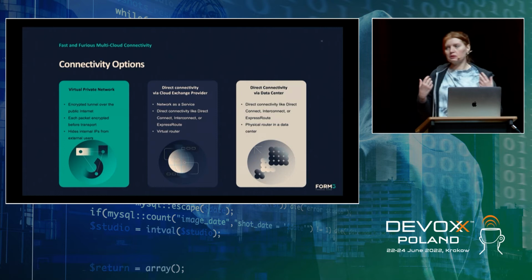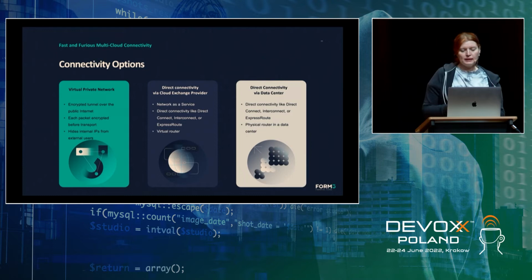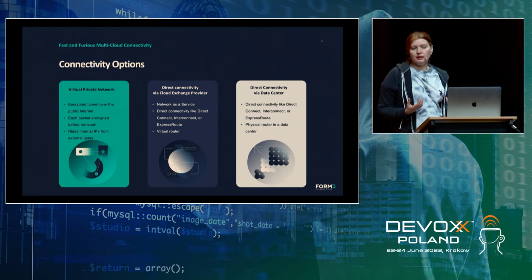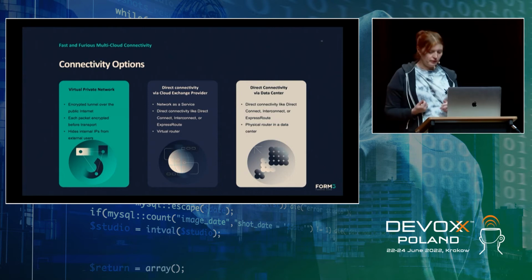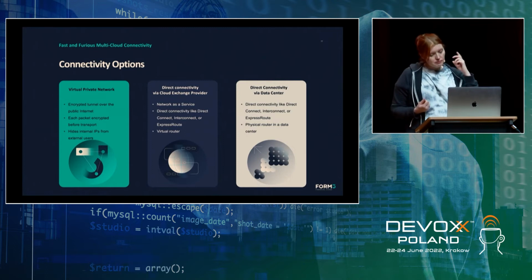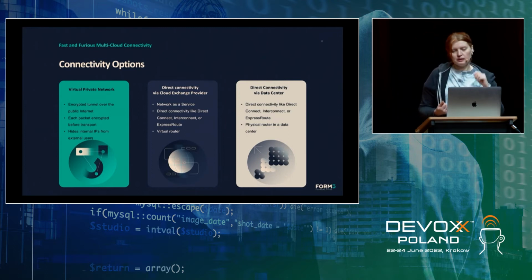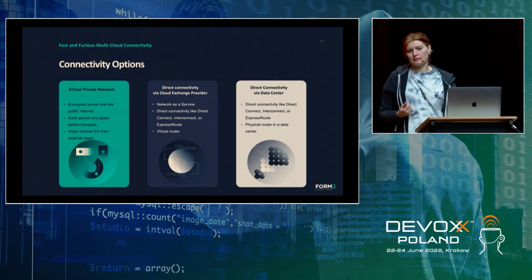So what have we considered as our connectivity options? The simplest way is to provide VPN. And that's what I used as a configuration for today's demo. That's basically an encrypted tunnel over the public internet. And the advantage is that all three clouds provide HA VPN solutions. So it would be ready out of the box.